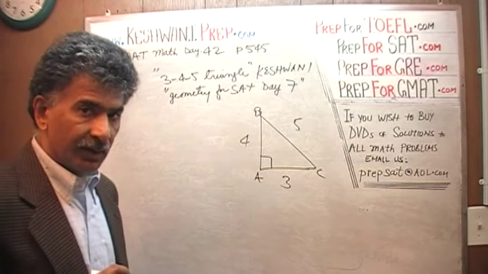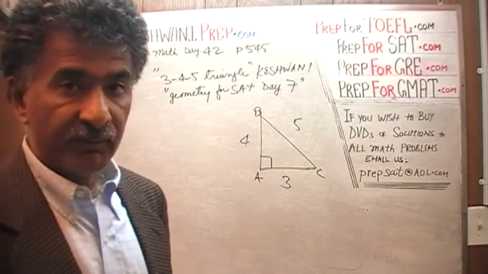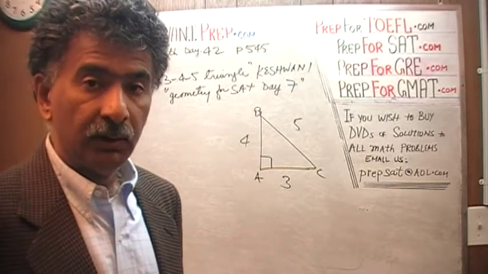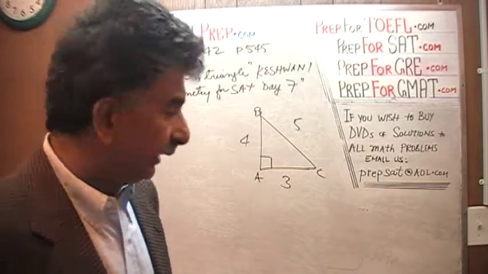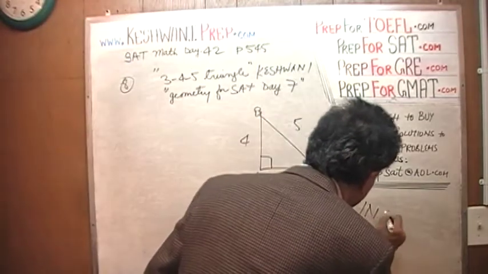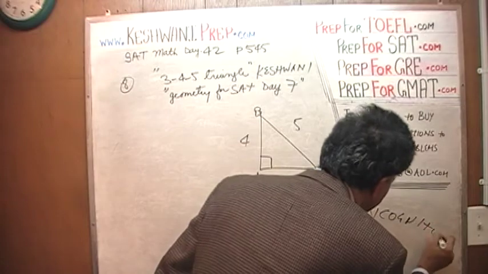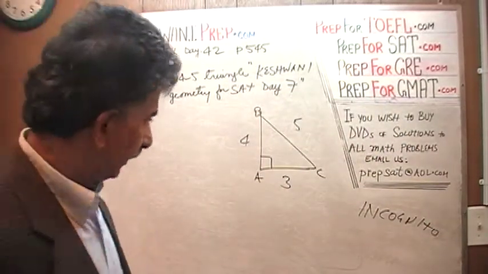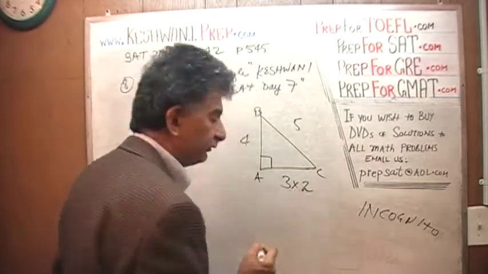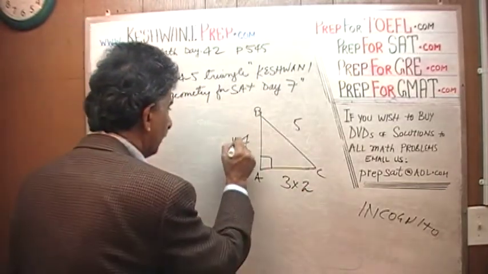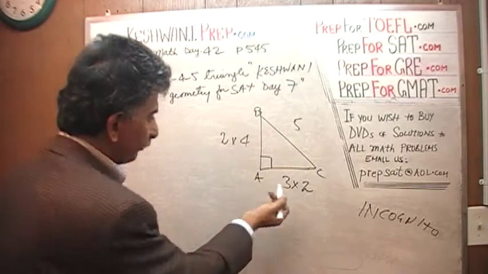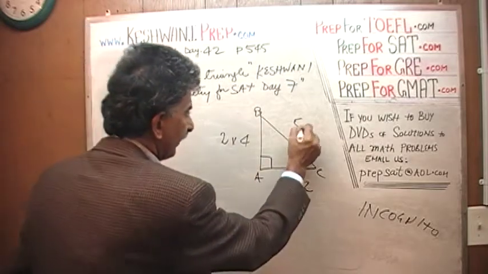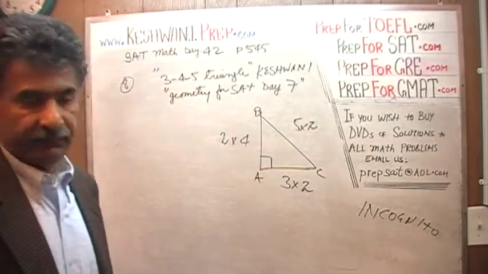But the 3, 4, 5 triangle actually does not appear as a 3, 4, 5 triangle on the real exam most of the time. Most of the time when it does appear, it appears incognito, in disguise. It will appear like this: instead of 3, it will be 6, and instead of 4, it will be 8. And if this side is twice as much and this side is twice as much, that side has to be twice as much. Voila! That's your triangle.